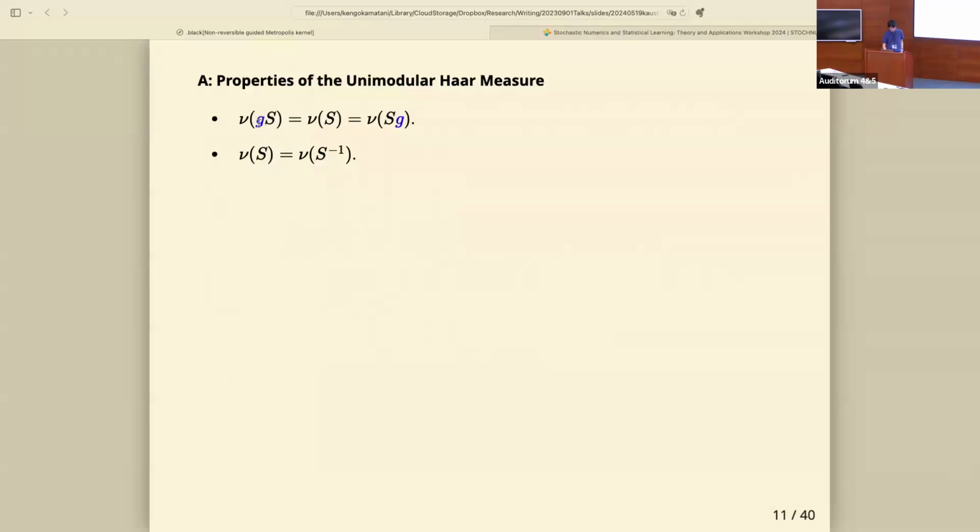Haar measure is scale invariant in this sense: product with respect to G from the left-hand side and the right-hand side does not change the measure. And also the measure on the set S is the same as that of the inverse. Of course, Lebesgue measure satisfies this condition, so we want to generalize it to a nicer space.